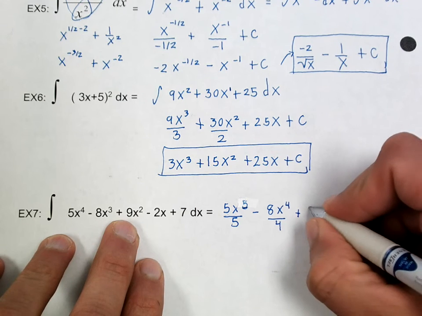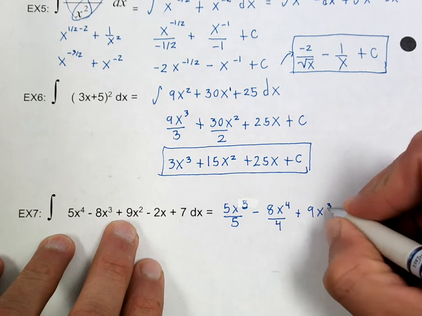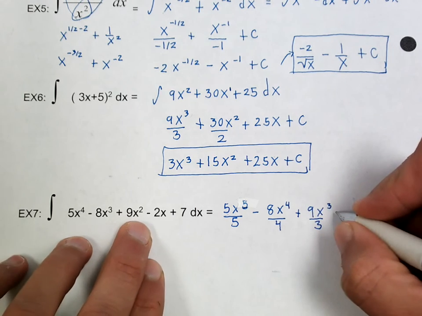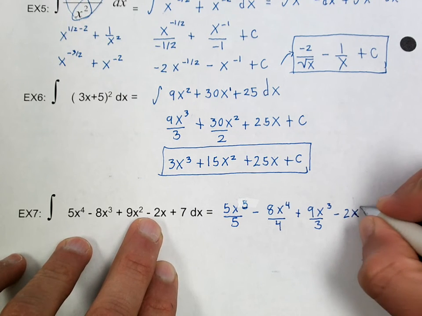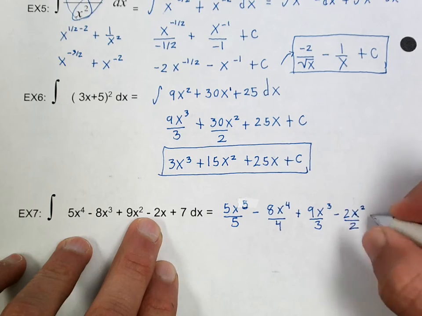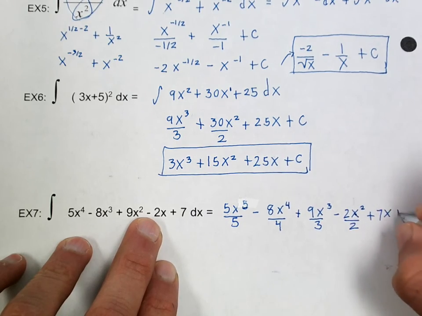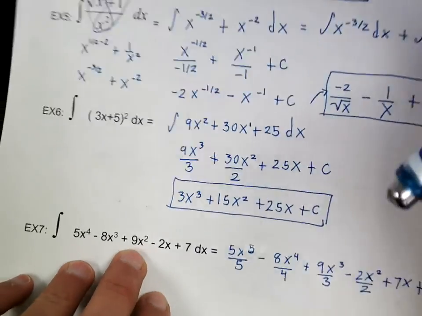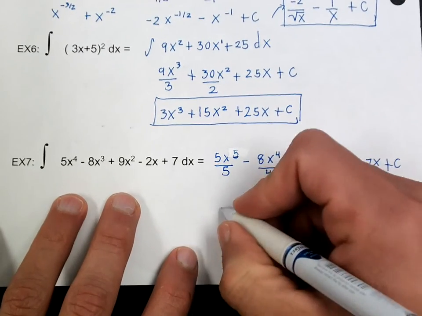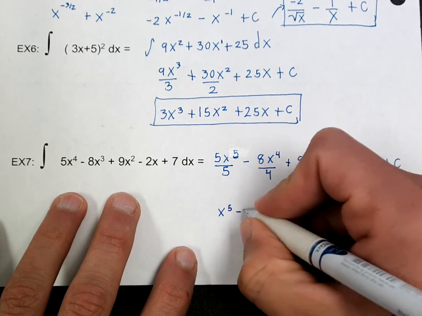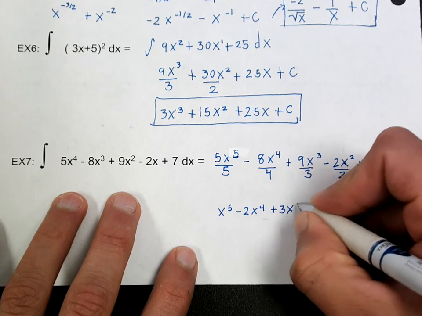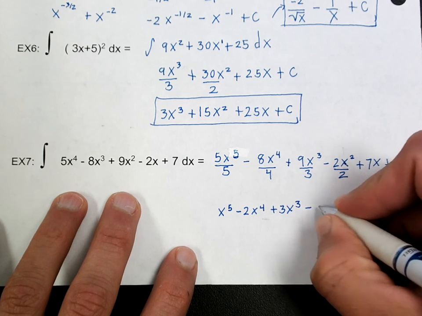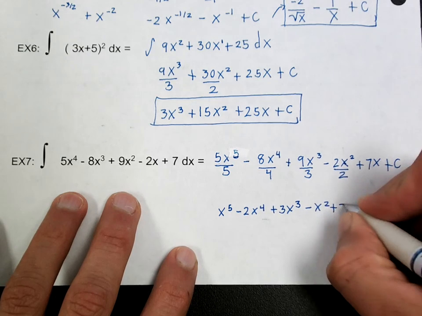On the 9, I have 9x cubed divided by 3 minus 2x. Now, if I add 1 to that power, I have 2x squared over 2 plus 7x plus c. And now I just simplify that. So this is going to give me x to the 5th minus 2x to the 4th plus 3x cubed minus x squared plus 7x plus c.